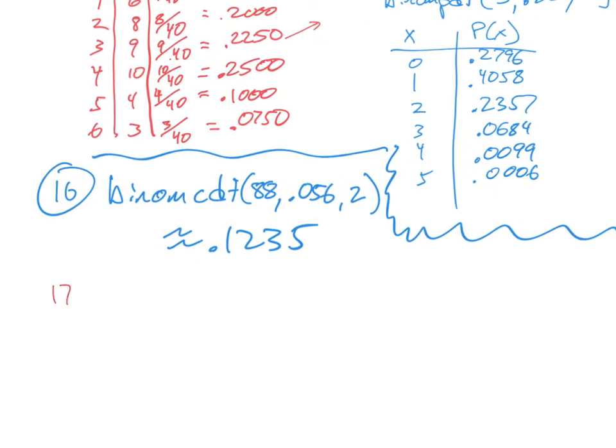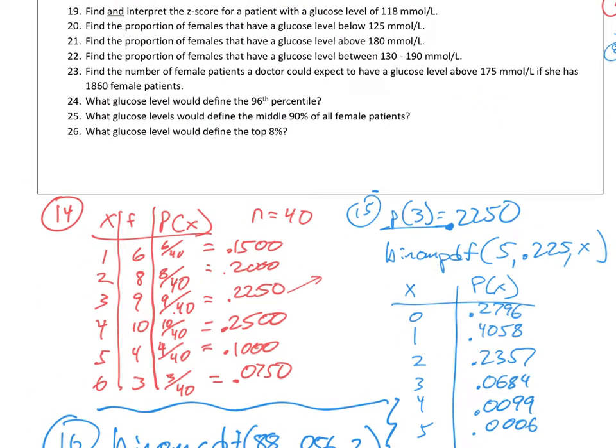All right, so we're going to have 17 here. Binomial CDF. And what do you say? 56 people. Nope, 64.